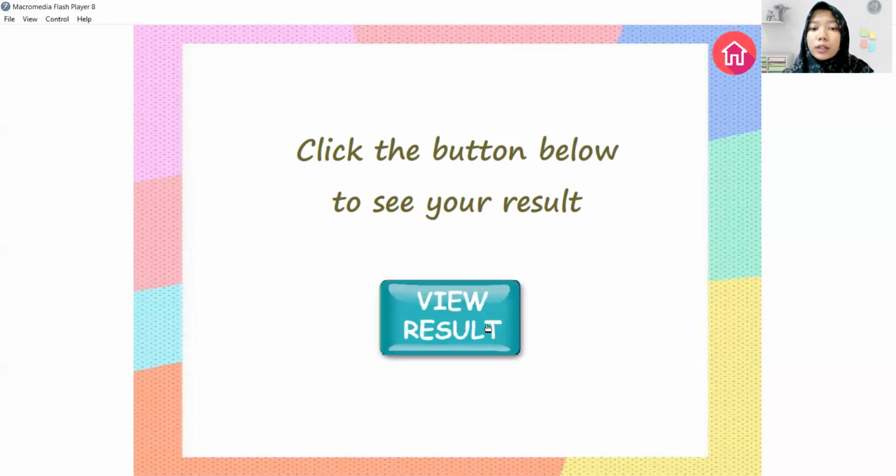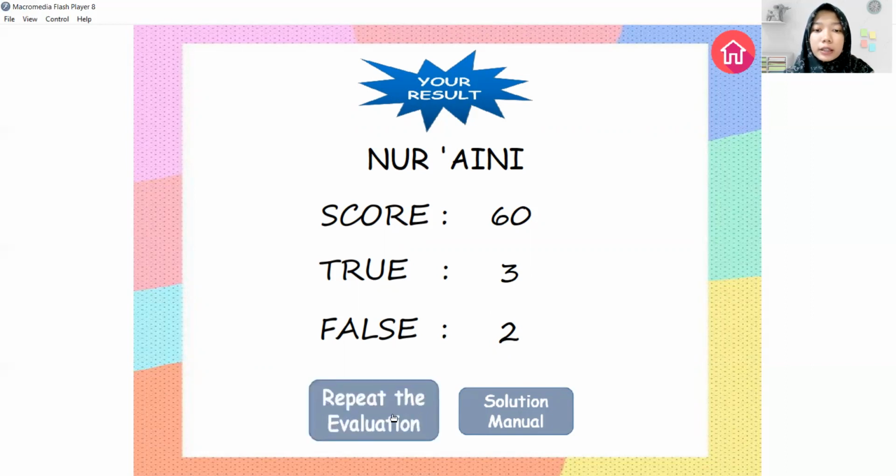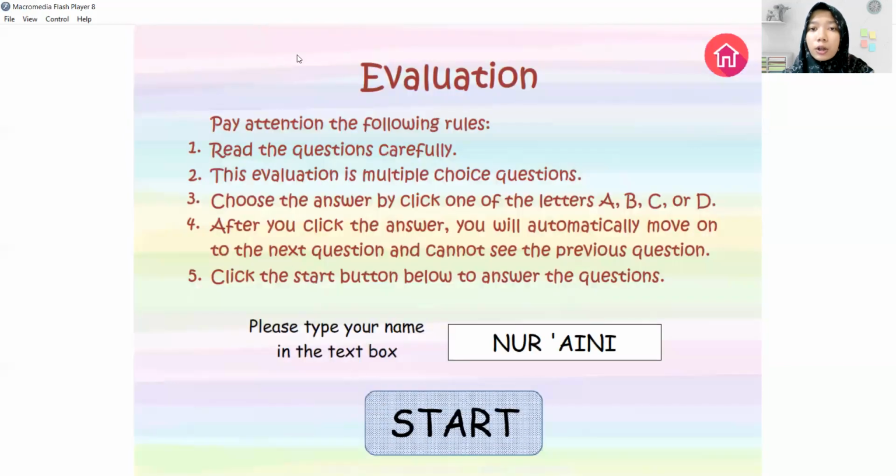Students can click view result. And this is my score for the evaluation. True 3 and false 2. If students want to repeat the evaluation, students can click this button to repeat the evaluation. For example, I click the repeat evaluation button. So it will go back to the evaluation menu.